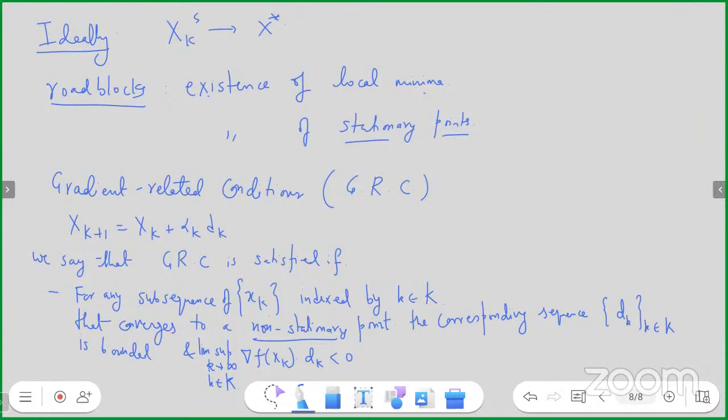That's just technical. If the problems are nicely well behaved, you might not need it, but it makes sure the analysis goes through. Okay, so can you give me an example of an algorithm or choice of d_k for which this GRC is satisfied? All you have to give me is a choice of d_k. That's it. Because it's not saying anything about alpha_k.